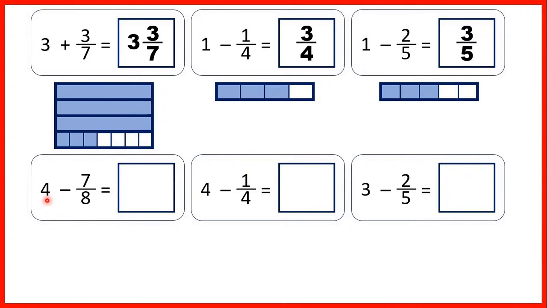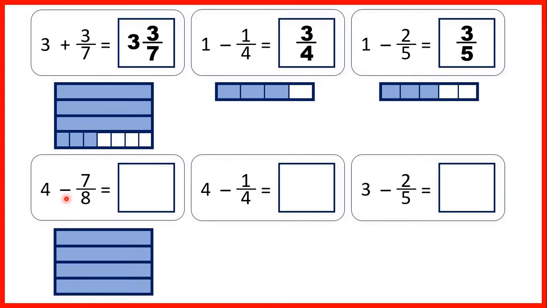Now we have 4, so 4 wholes, and we need to subtract 7/8. Now to do that, we need to change one of our wholes into eighths. So now, rather than thinking of 4 as 4 wholes, we can think of it as 3 wholes and then 8/8. So now we can take 7/8 away, and that leaves us with 3 wholes and 1/8, so 3 and 1/8.